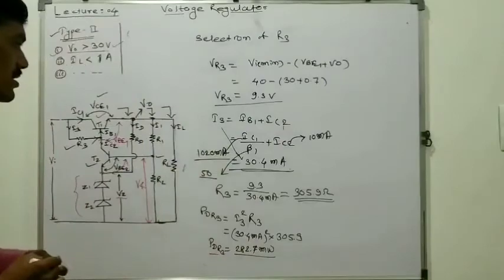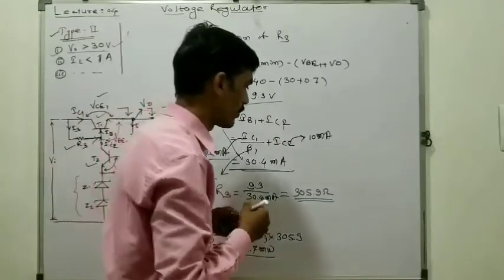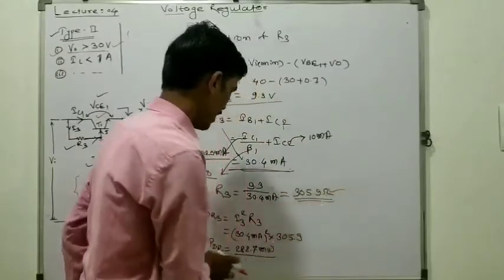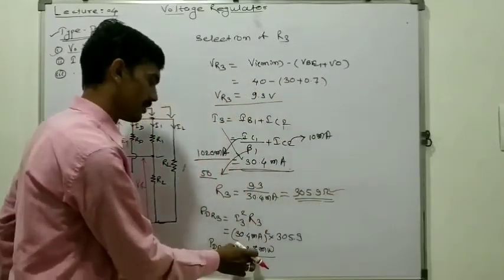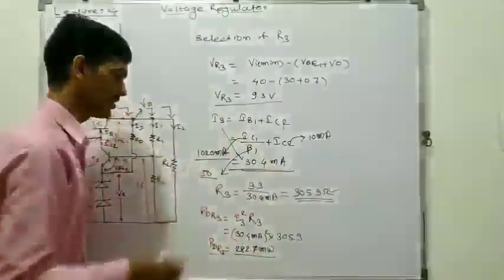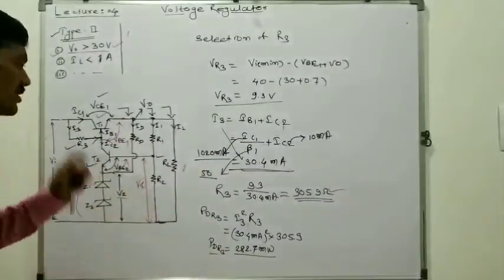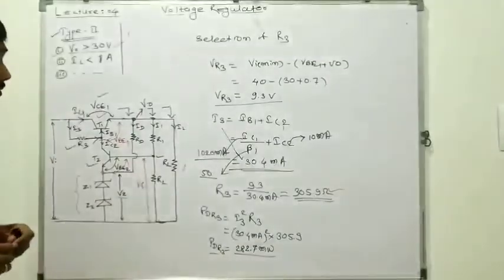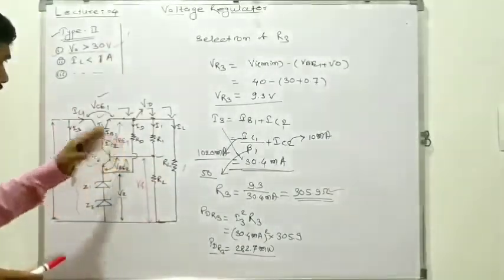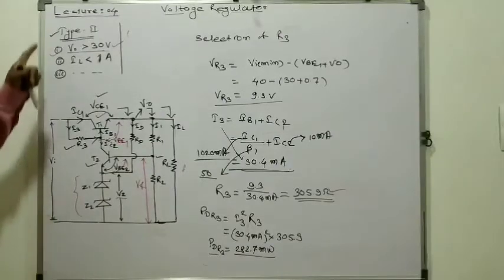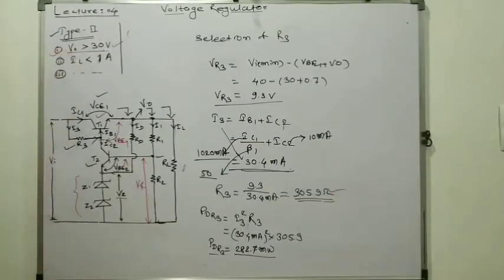So select a resistance R3 with approximately value of 305.9 ohm and power dissipation is 282.7 milliwatt, or we can select a half watt rating of resistance R3. So this is all about the selection and design of the voltage regulator for the type number 2, where V is greater than 30 volt.